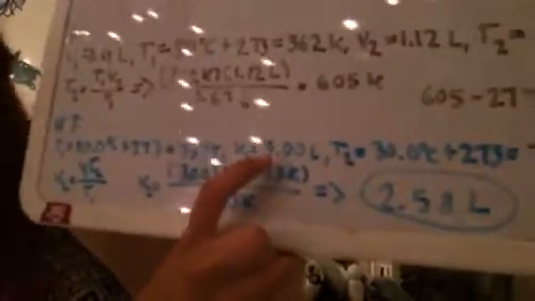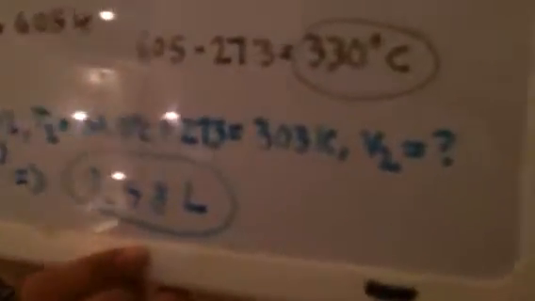So like the problem before, let's start off by identifying the variables and the unknown. So the first temperature is 80 degrees Celsius, which you need to convert into kelvins, and you should end up with 353 kelvins. The first volume is 3 liters. The second temperature, 30 degrees Celsius, adding on 273 to get 303 kelvins. And the second volume is what we're solving for.